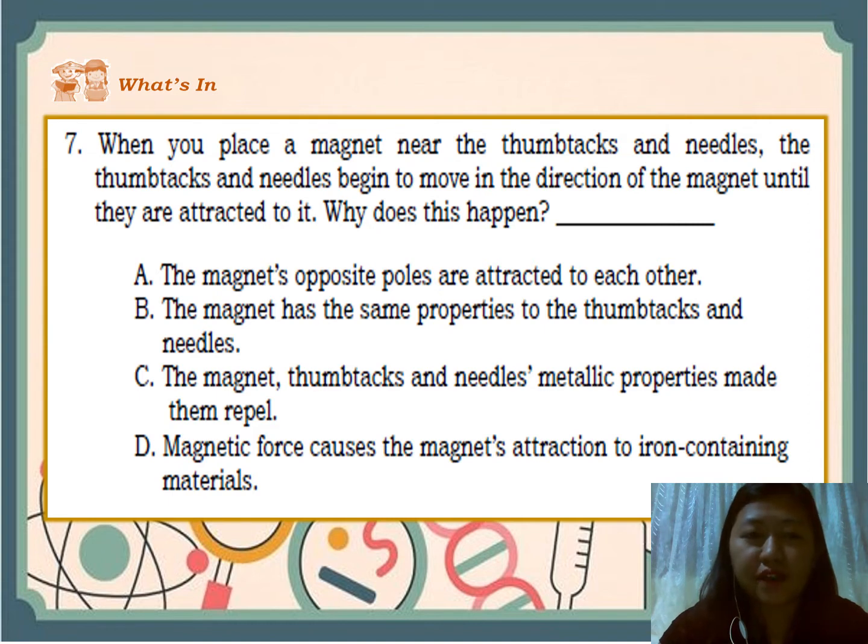What is the answer for number 7? All right, the correct answer is letter D. Magnetic force causes the magnet's attraction to iron-containing materials.